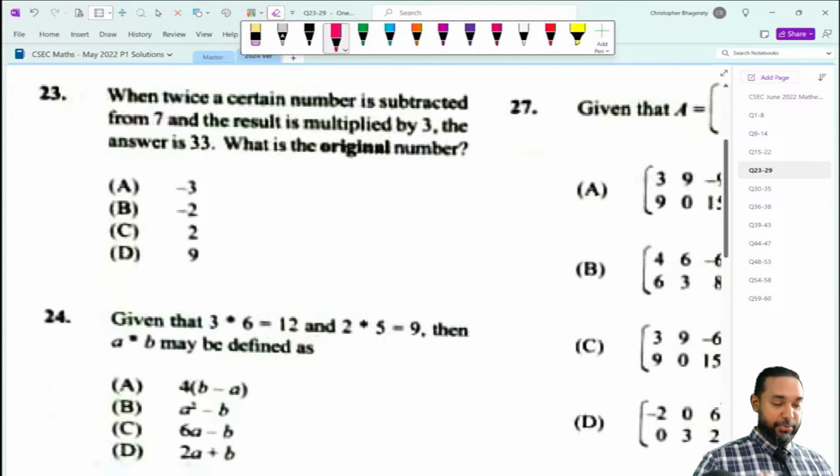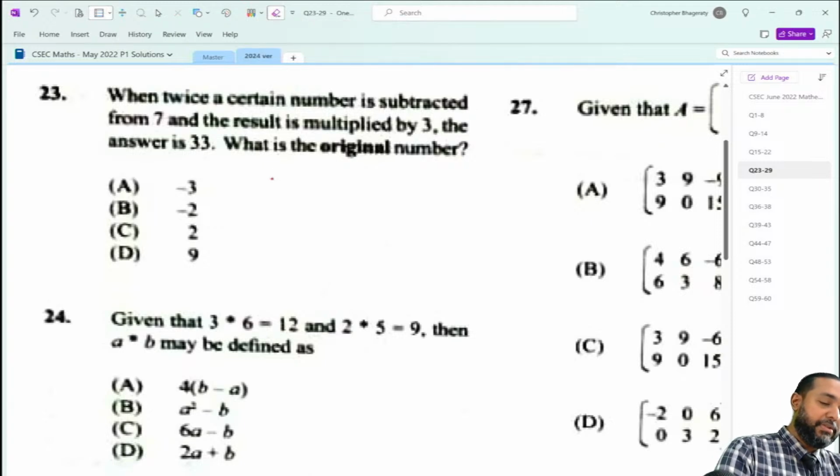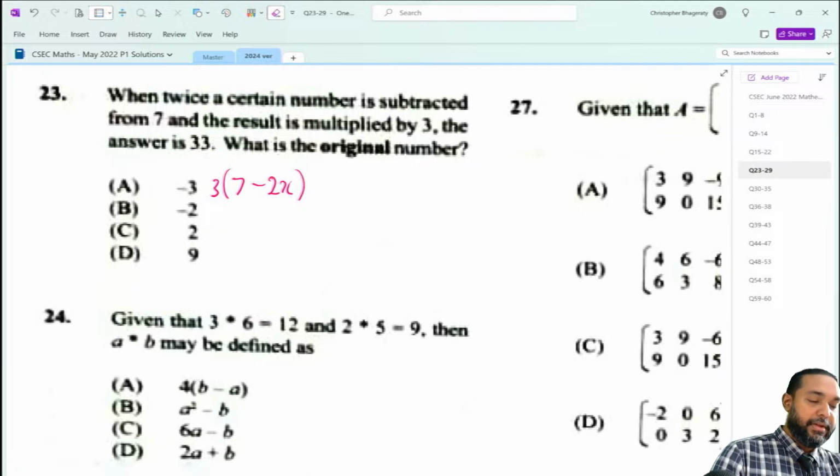All right, let's work it out. I'll show you a couple of different ways. So, when twice a certain number is subtracted from 7, and the result is multiplied by 3, the answer is 33.